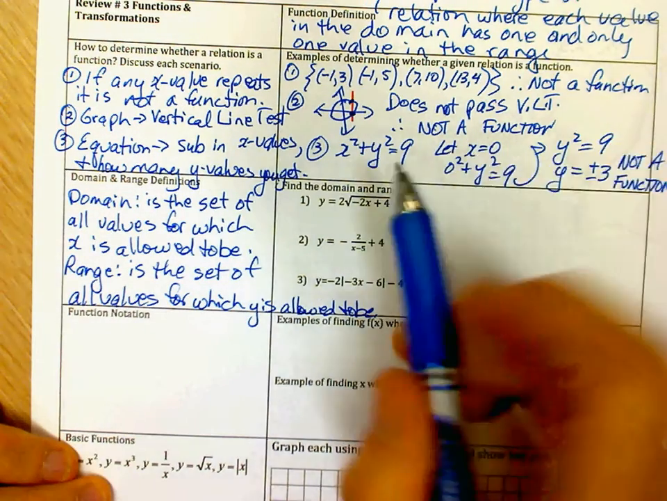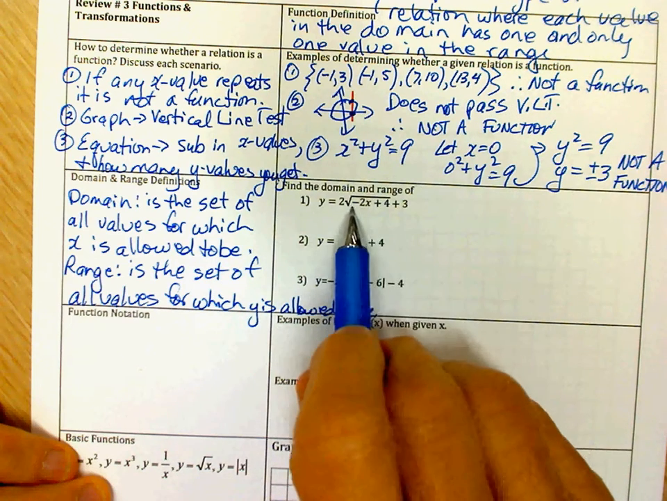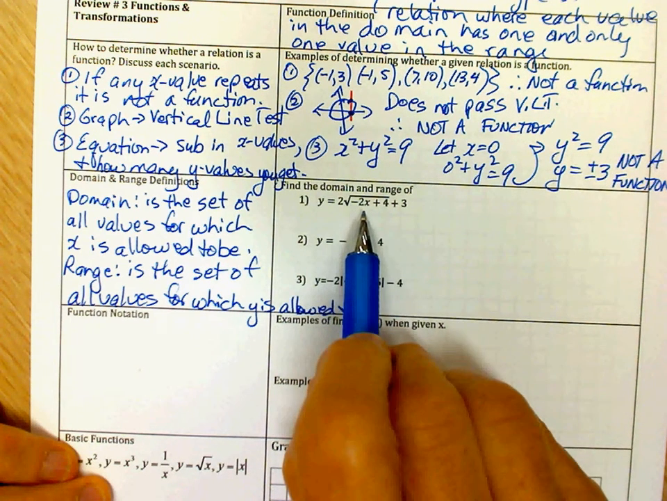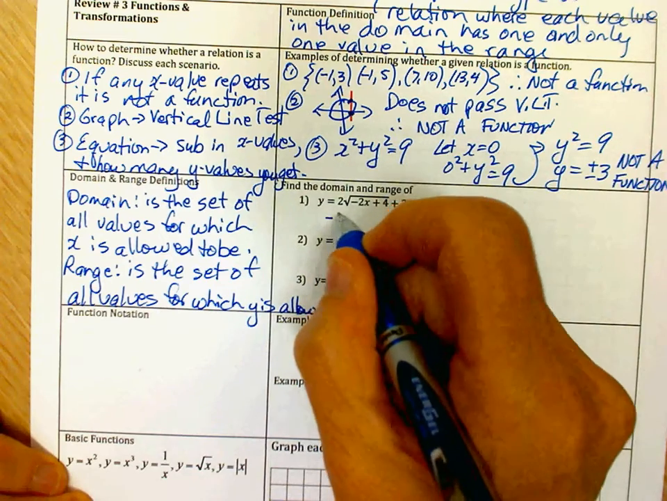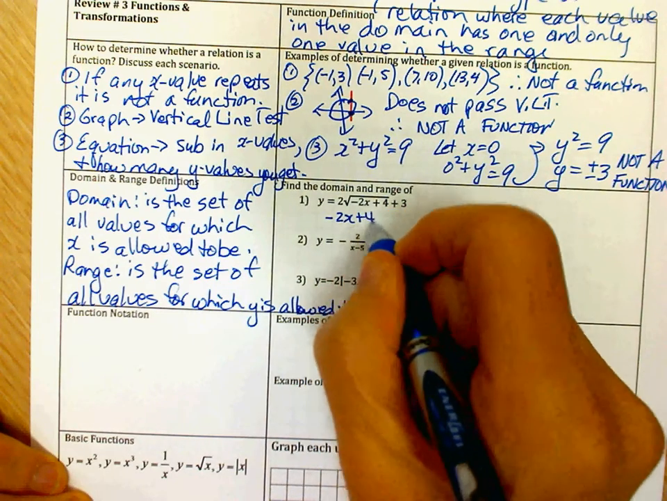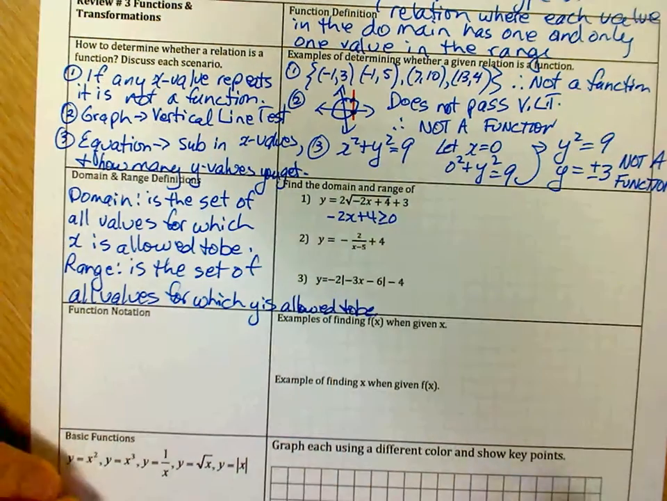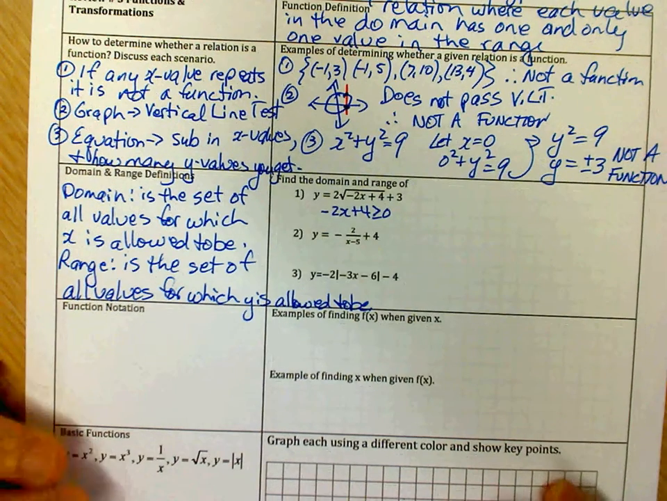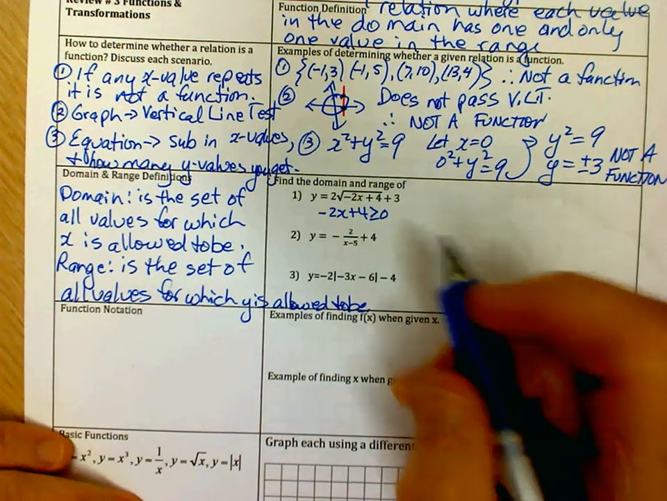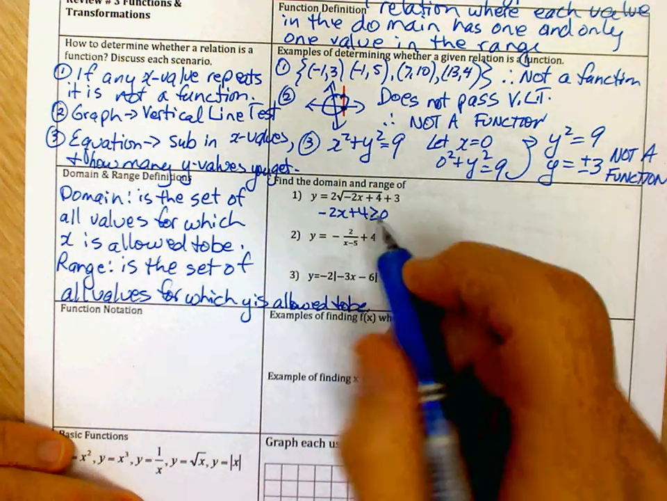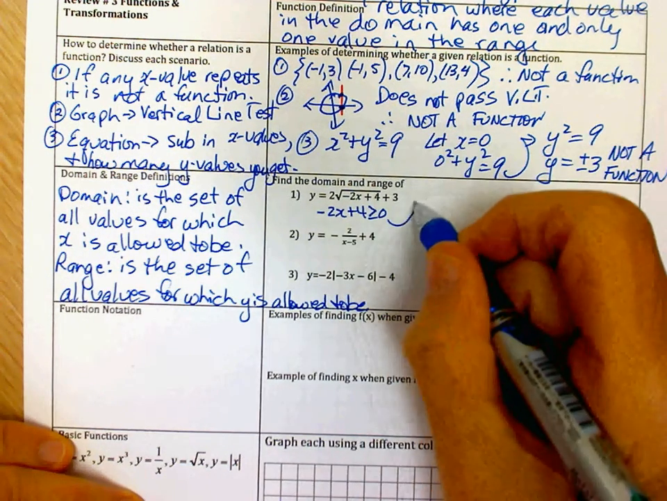You realize that we cannot take the square root of a negative number. So therefore, we know that negative 2x plus 4 has to be greater than or equal to 0. It can't be less than 0. It can equal 0 because the square root of 0 is 0, but it cannot be less than 0. So negative 2x plus 4 has to be greater than or equal to 0.